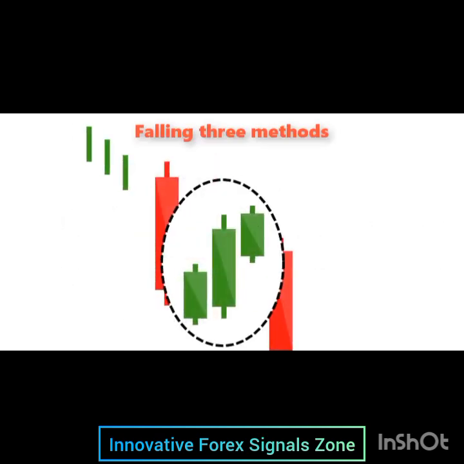Falling three methods. Three-method formation patterns are used to predict the continuation of a current trend, be it bearish or bullish. The bearish pattern is called the falling three methods. It is formed of a long red body, followed by three small green bodies, and another red body. The green candles are all contained within the range of the bearish bodies. It shows traders that the bulls do not have enough strength to reverse the trend.